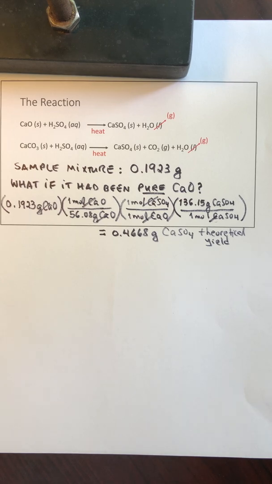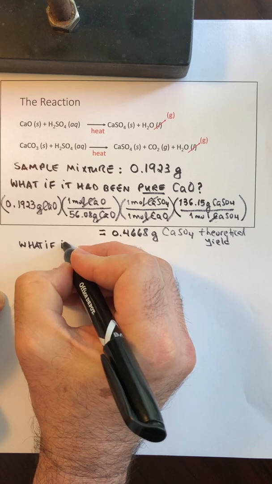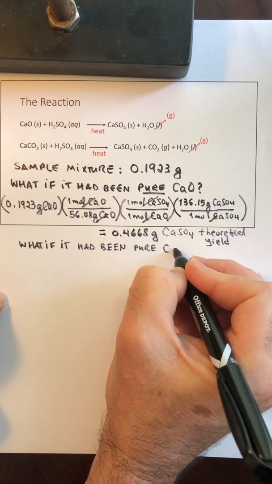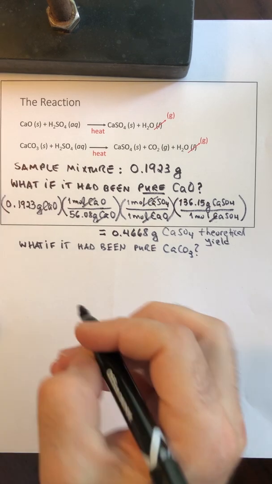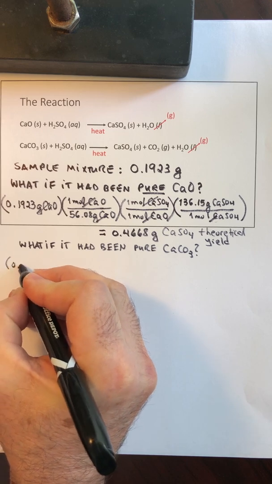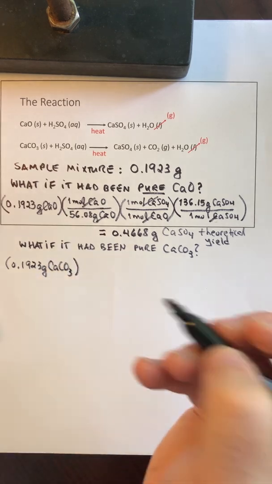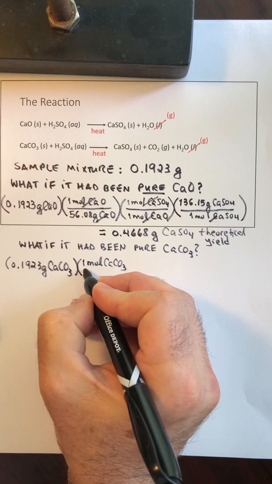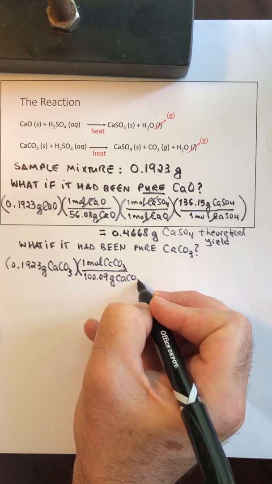Okay? Now, let's ask the other question. What if it had been pure calcium carbonate? I just want you to see what the boundaries are within which we're working here. So same thing, except that now we're assuming that the 0.1923 grams were calcium carbonate, right? We're going to go through the same procedure here. Everything is going to be the same except that, of course, the molar mass of calcium carbonate is different. So this will be 100.09 grams of calcium carbonate.